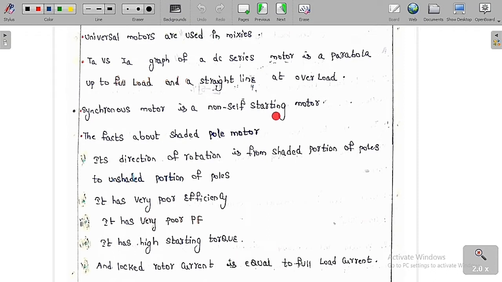Synchronous motor is a non-self-starting motor. I've already told you, single phase induction motor is a non-self-starting motor, and a three-phase synchronous motor is also a non-self-starting motor. I already told you how to start them. If you want to start a single phase induction motor, we have to add the auxiliary winding. But in the three-phase synchronous motor, if you want to give a starting torque, we have two methods.